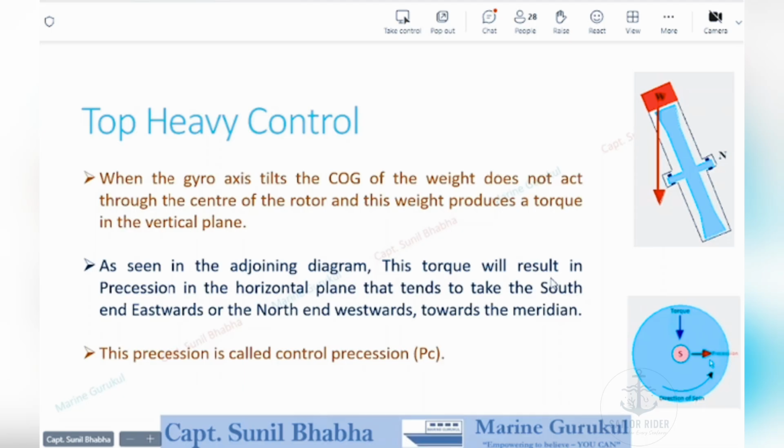So समझ में आ रहा बेटा? Are you able to understand? Yes, sir. Okay, great, very good. Let me show you with another diagram. The same thing I'll show you with another diagram.